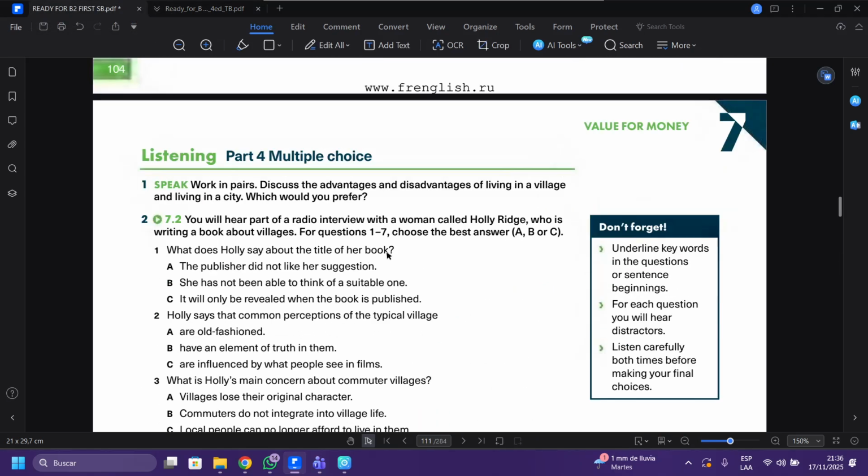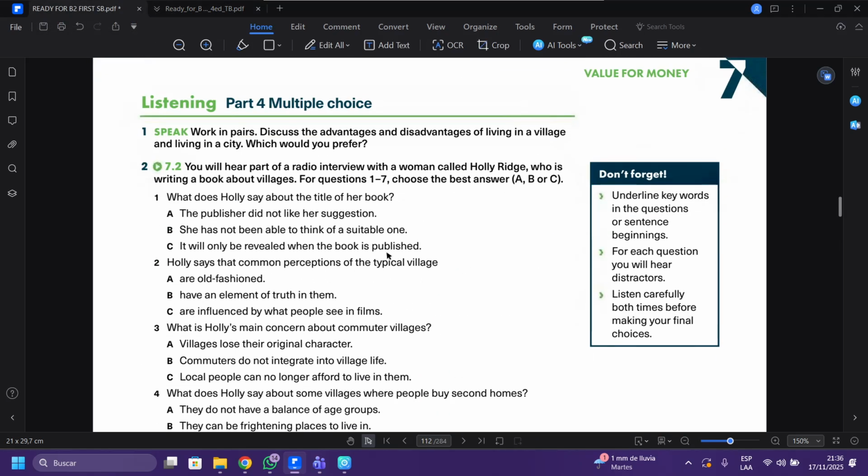Only some useful vocabulary. And to finish this lesson, I need you to tell me, from your overview, what are the advantages and disadvantages of living in a village and living in a city? Which one would you prefer? Tell me your arguments, please.